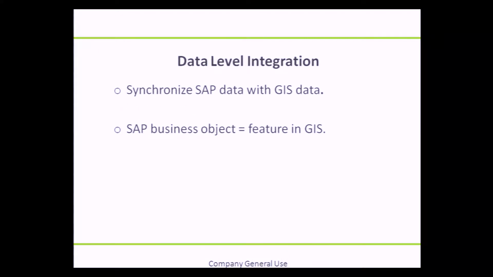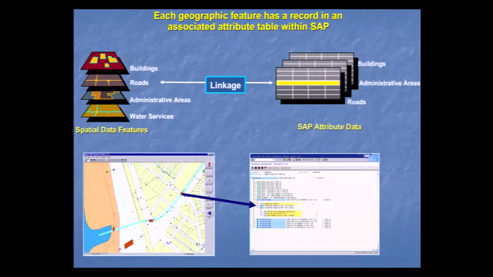So the first level is data level integration. We are talking about synchronizing the SAP data with GIS data. What we are saying basically is that SAP business objects are equivalent to features in GIS. So for any corresponding spatial data in GIS, there will be one SAP business object. For example, if you have buildings, roads, or administrative areas that reside in GIS, you will have corresponding SAP attributes. So basically, we're talking about data integration without any business transactions or workflows.